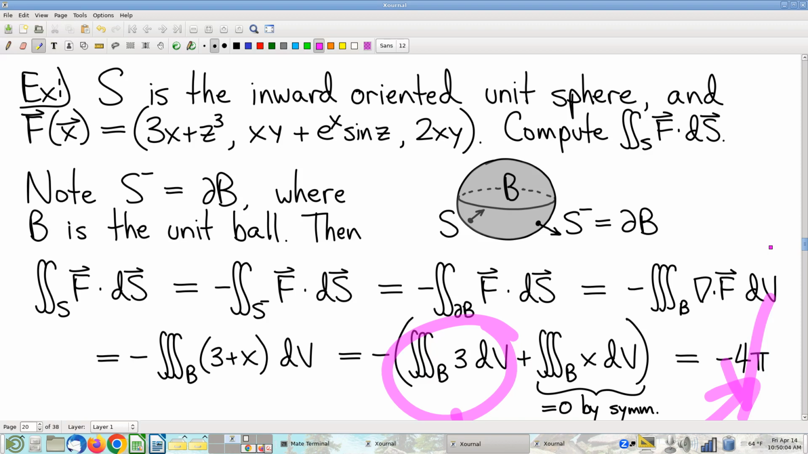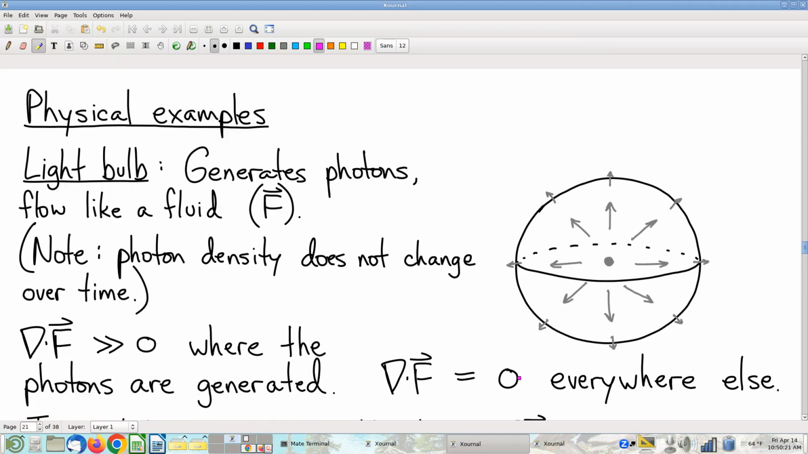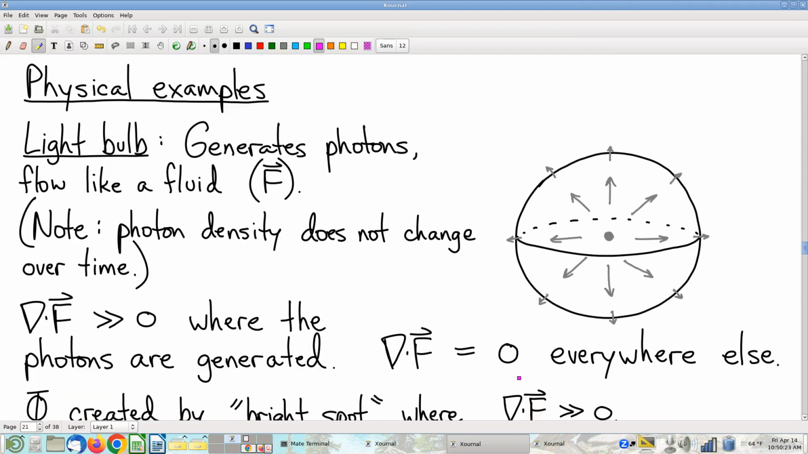Okay. Cool. Obviously, this was a manufactured example, right? But it remains the divergence theorem is extremely useful for computing boundary fluxes in a lot of cases. Okay, so now I want to talk about some physical examples.